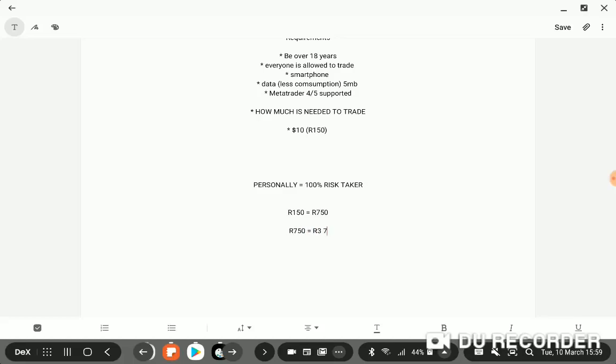So I can turn 750 into 3,750, and I can also turn 3,750 into 18,750. This is just an example of what I can do. Now, same goes to 100,000 rands. I can turn 100,000 rands into 500,000 rands in a minute. And same goes to 1 million. I can turn 1 million into 5 million in a minute.